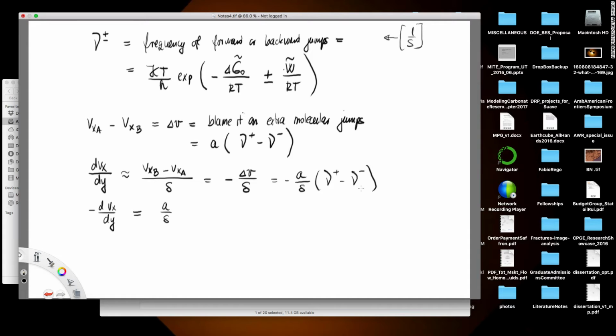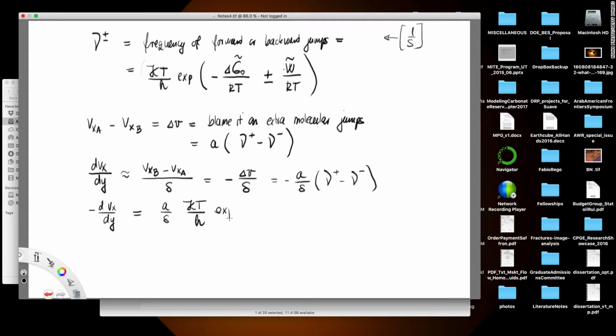Now I'm going to plug in these formulas. And I'm going to remember that an exponential of a sum is an exponential of the first term times exponential of the other term, right? So basically, this is what I had in front of both ni plus and ni minus.